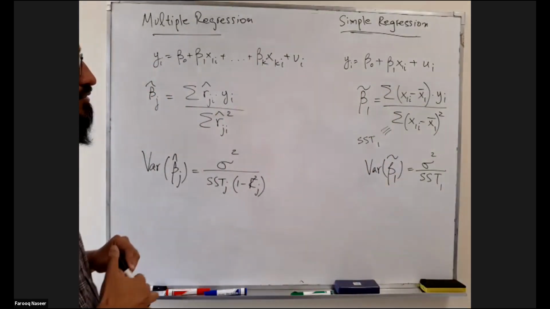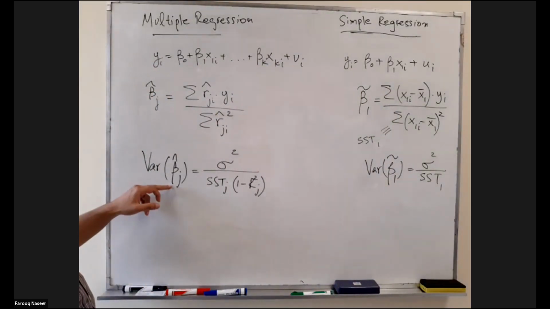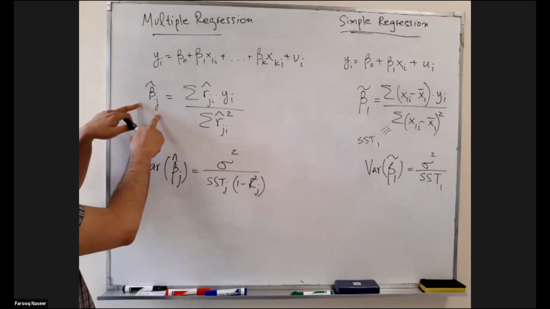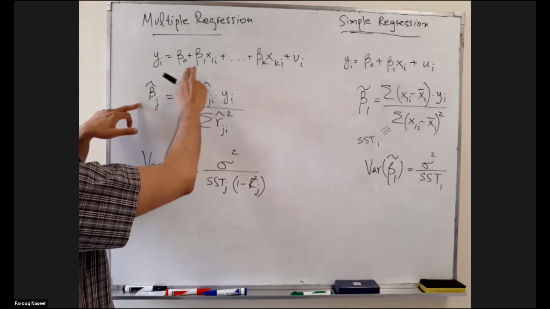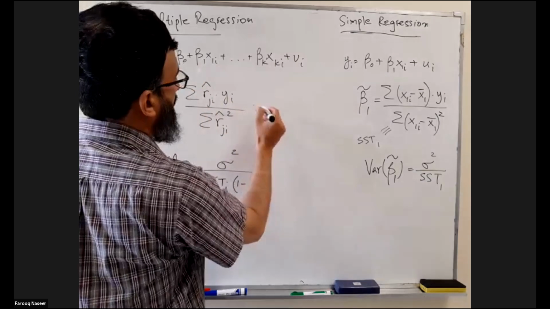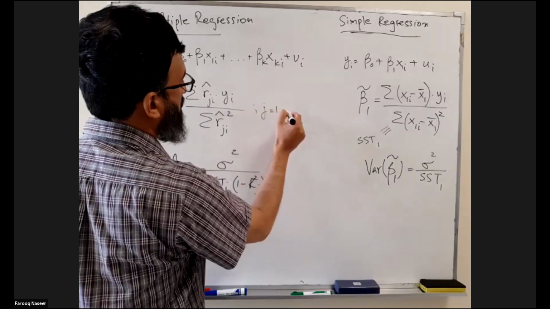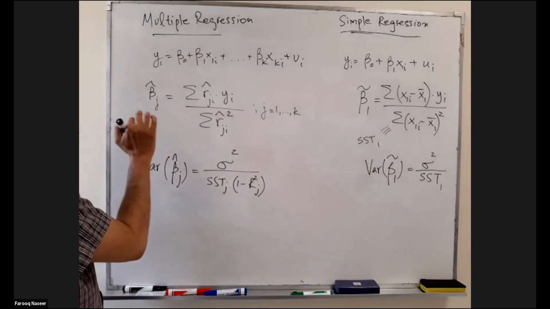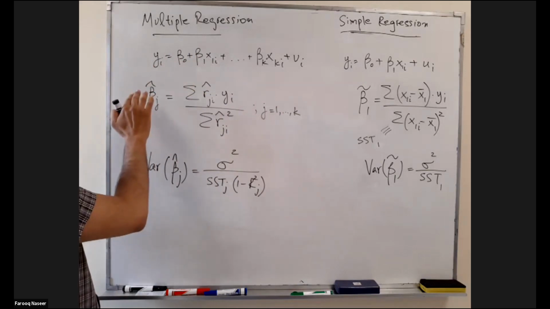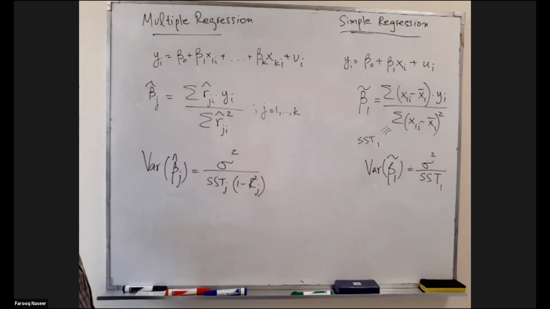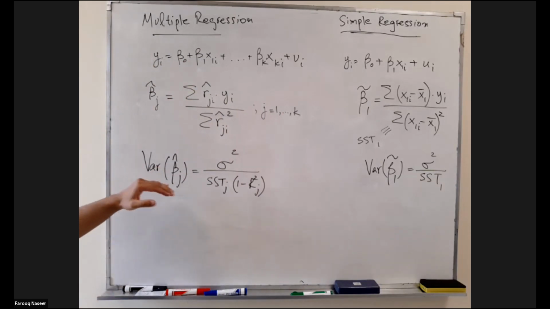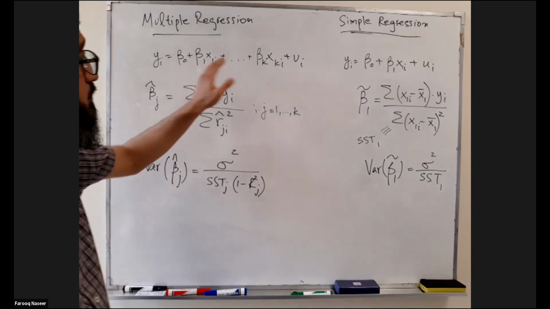What happens to that formula in the multiple regression? The other thing I've done is make this formula generic: beta hat j instead of beta hat 1, for any slope coefficient, where j goes from 1 to k. Any slope coefficient in the model can be expressed as the corresponding residual multiplied by y, divided by its residual sum of squares. This is the variance of beta hat j, the slope coefficients in my model.